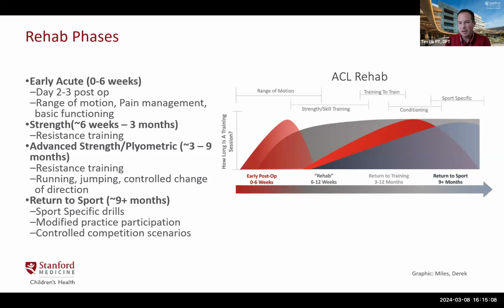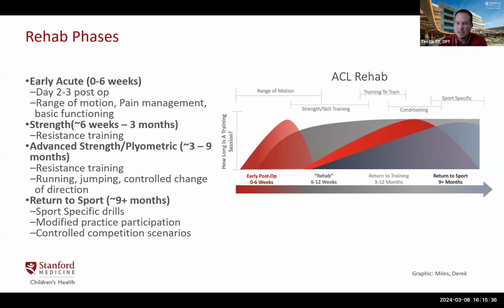Once they've hit some strength milestones and we've gotten a little further down the line, then we start to introduce some more advanced strengthening things. We're still focusing on strengthening pieces, but we may introduce some dynamic things like running and jumping. Some of the change of direction stuff is phased in a little bit later, as we want to be really careful in terms of exposing the graft to riskier situations. And so we want to make sure there's maturation time and graft solidifying time before we expose the individual to some of those things.